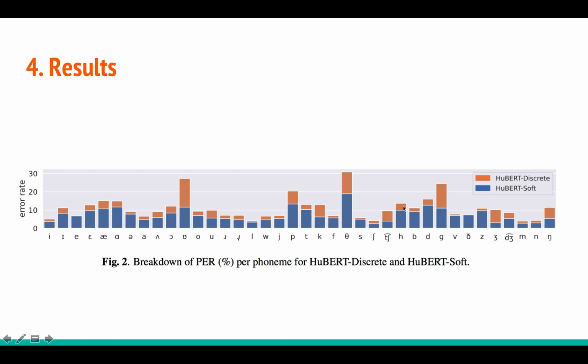And this is a breakdown of PER per phoneme, for HuBERT discrete and HuBERT soft. As you can see, these are some phonemes, and if you look at the phoneme error rates, HuBERT soft is doing well, as you can see here in blue, and HuBERT discrete is not doing so well, and they have it for all the phonemes here, right?